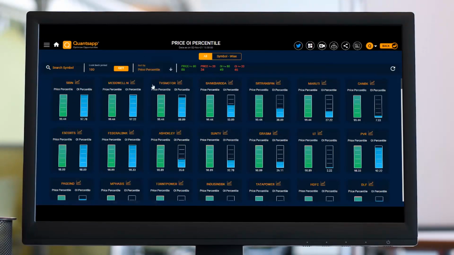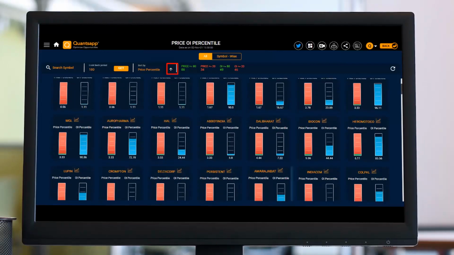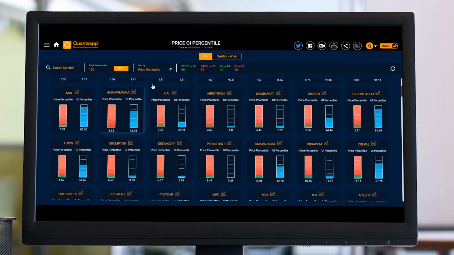If I want to find a negative kind of move, I can use the price percentile and click on the arrow beside it. So all these are the stocks which are trading at the lowest price level of the last 180 days. So something like Oro Pharma.